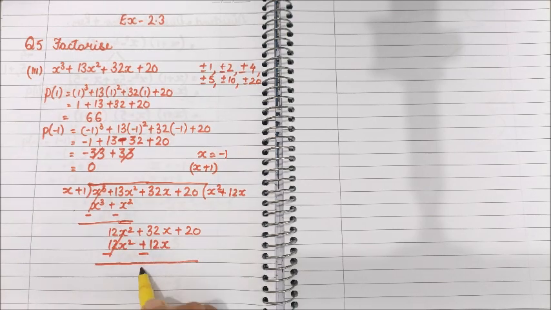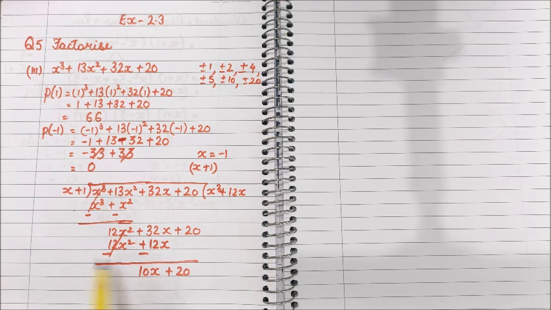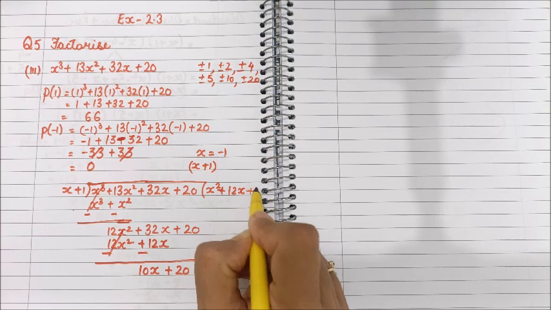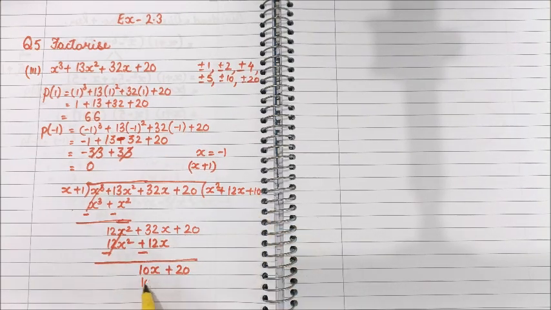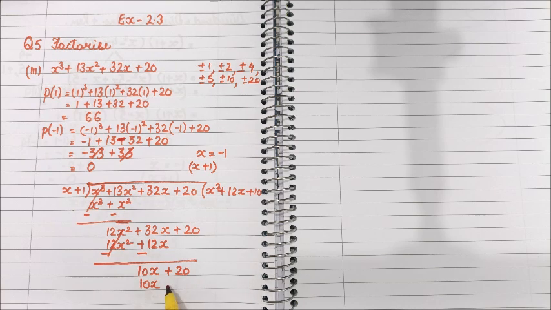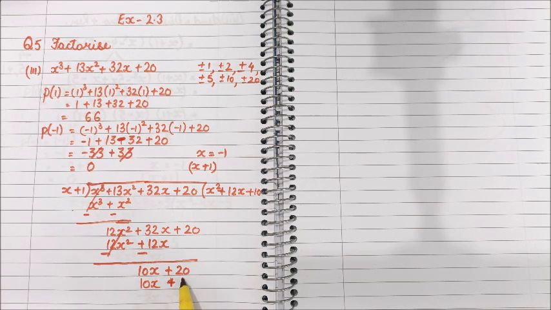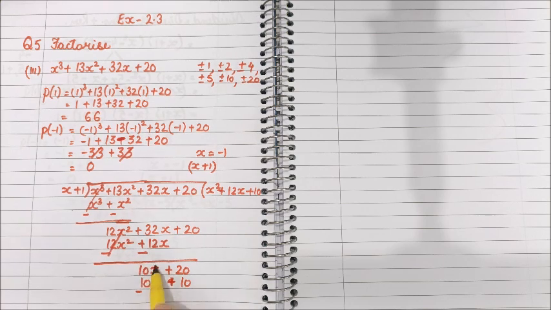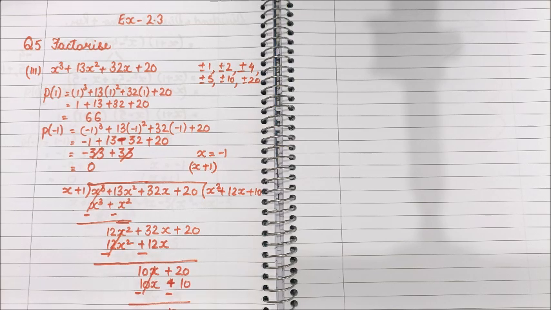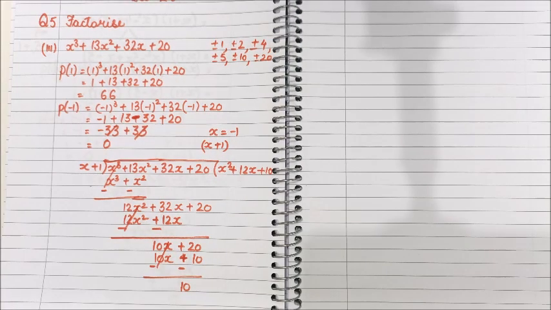32 minus 12 will give me 10x, and this I will take as it is. Now I want 10x, so I will be multiplying x with 10. So this will give me 10x, and when I multiply 10 with 1, I will have plus 10. So changing the sign, I will have 0, and on subtracting, this will give me 10.